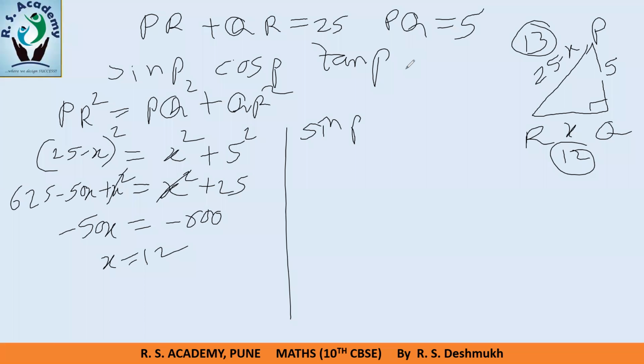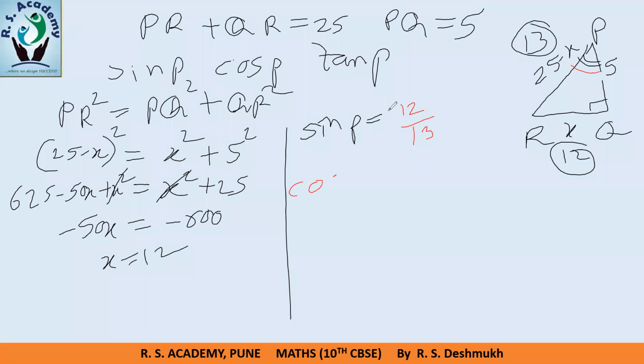So what is sine P? Here is the angle P. You may get confused due to that, so keep in mind, here is the angle P. Whenever I am saying this is P, sine P is opposite upon hypotenuse. What is the opposite? That is 12, upon hypotenuse, which is 13.